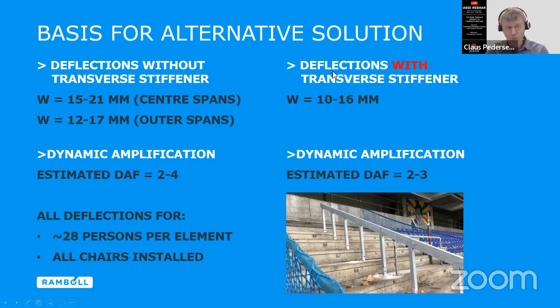Meaning that we were able to see a DAF in the order of maybe four over here, while the one that we actually measured back in 2018 was something like 6.3. And in the case where we had this stiffener, we saw something up to maybe 2.5 or maybe 3, but it seems to be something like that. So our assumption based on these six games certainly seems to be that it will have some effect.